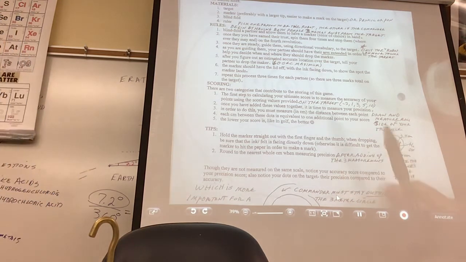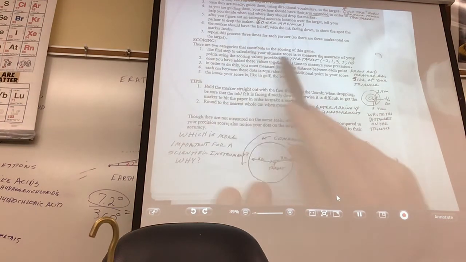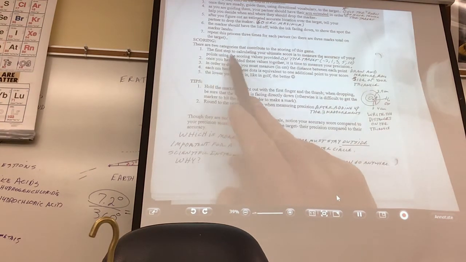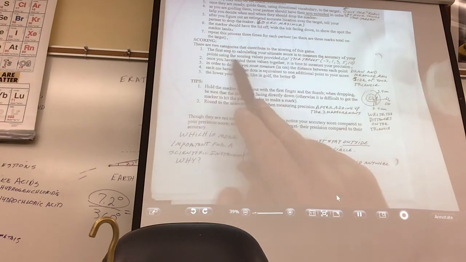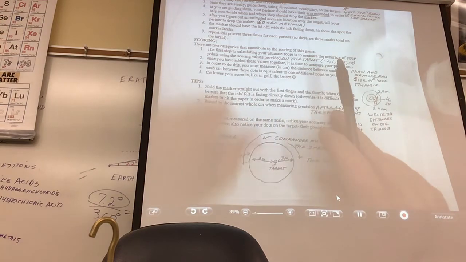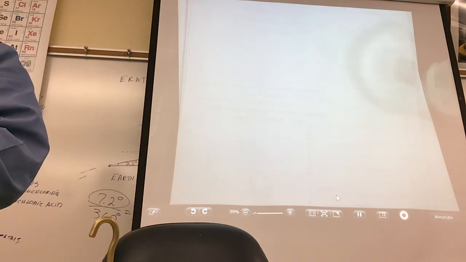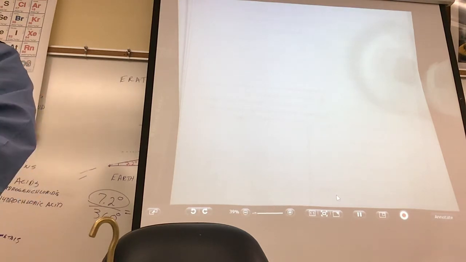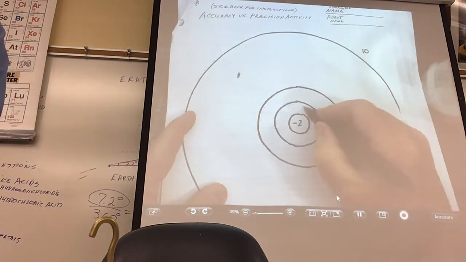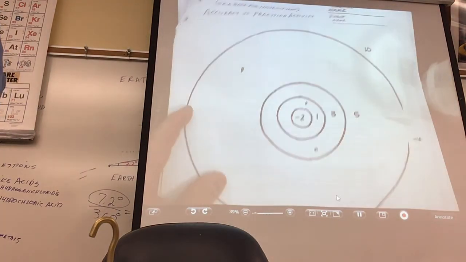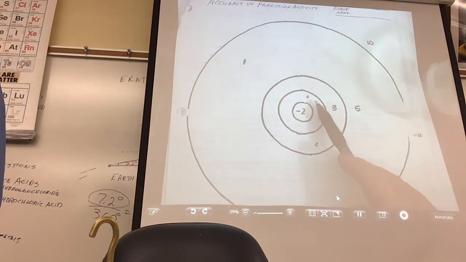Now, here's what you do. How do you get a score? It says here, scoring. There are 2 categories that contribute to scoring in this game. The first step to calculate your ultimate score is to measure the accuracy of your points by using the scoring values on the thing. Now, this is easy. So, for example, if you have a first dart and it lands here, and then another dart lands here, and another one lands here, well, that's the easy part. You simply say 5 points plus 3 plus 1.